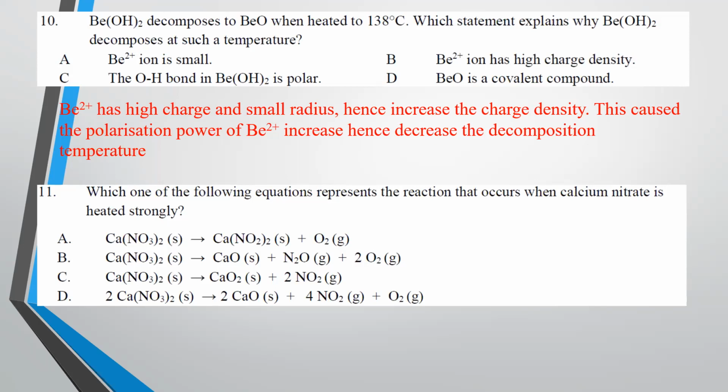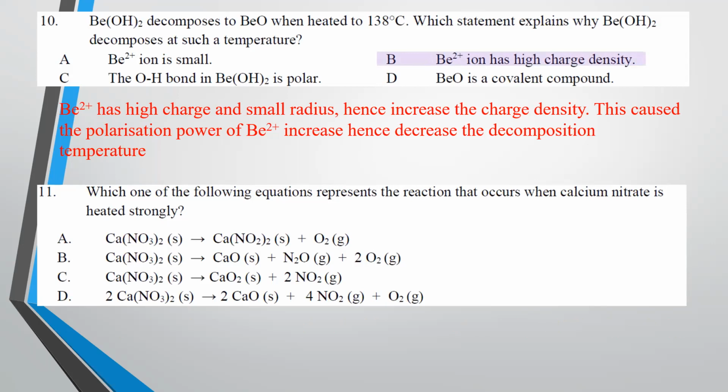So the OH bond in the hydroxide is polar, but this will not influence the solubility or thermal stability. And finally, BeO is a covalent compound. No, BeO is actually an ionic compound, but has high covalent character. So the best that explains all of them is A and B.